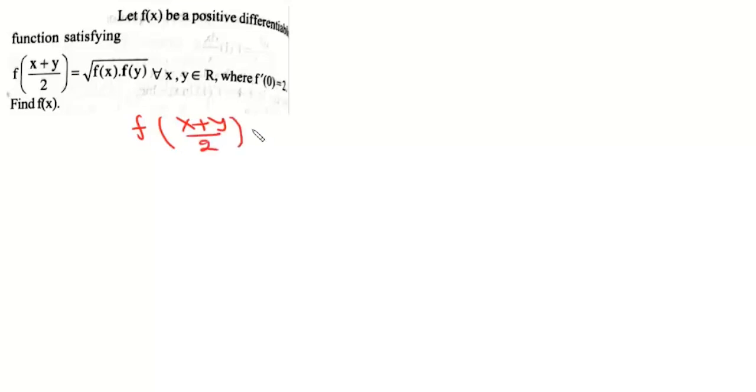Now the question is, let f x be a positive differentiable function satisfying f of x plus y by 2 equal to under root of f x into f y for all x, y belongs to R, and f dash 0 is equal to 2. Find f x. Now we'll write f dash x.